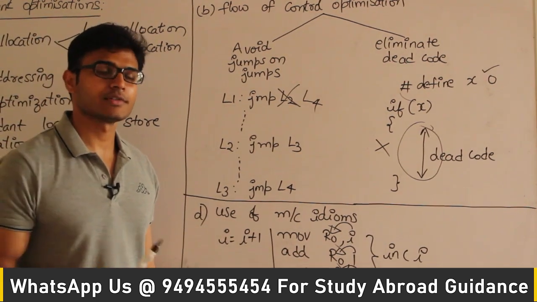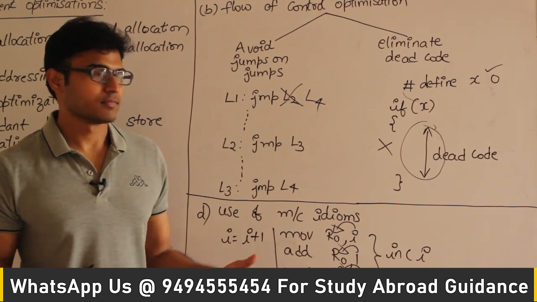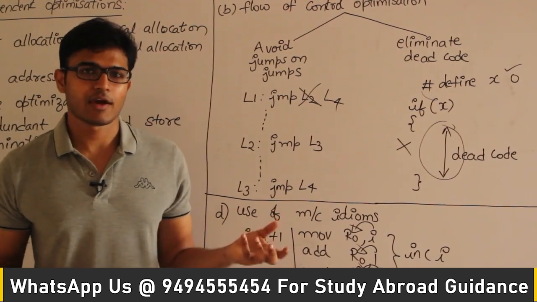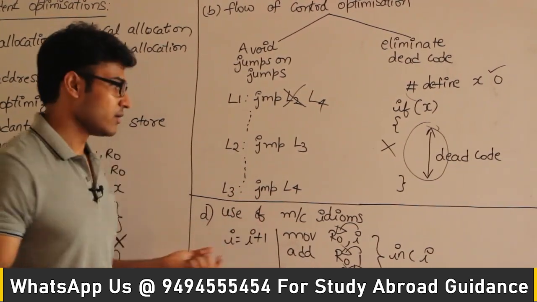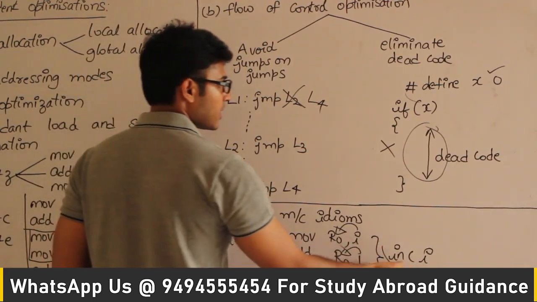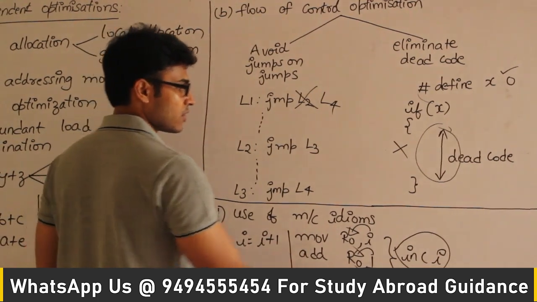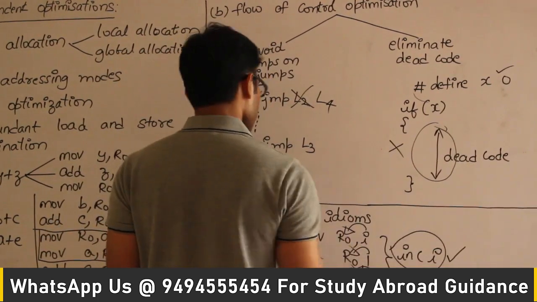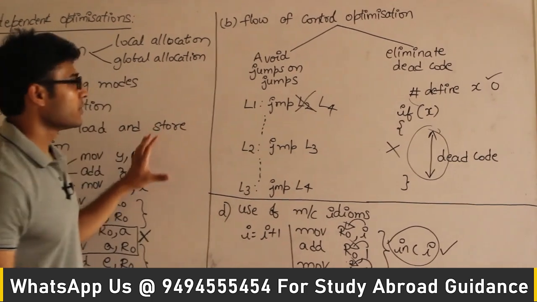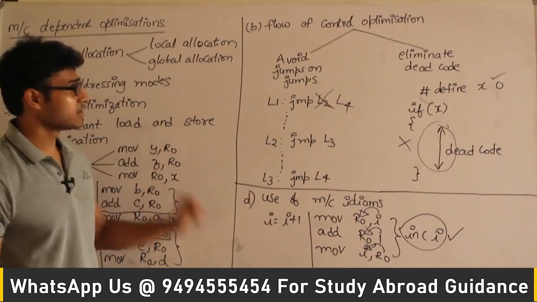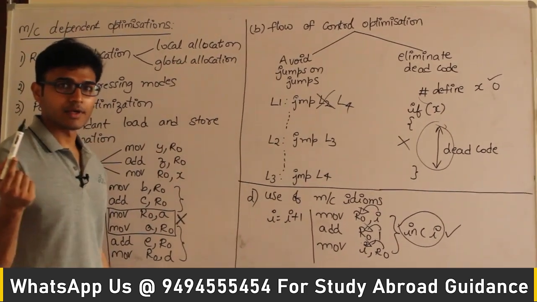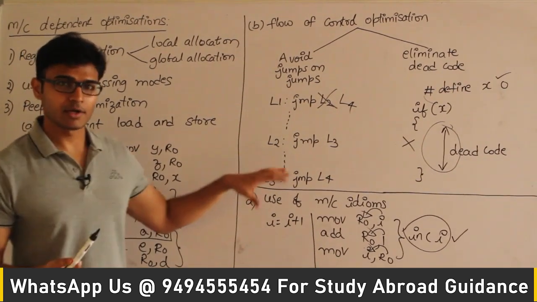But if your processor is rich, in the sense that you have a rich instruction set with special instructions like increment I, then you need not go with these 3 instructions. Instead, you could have gone with only 1 instruction. So these are all the optimizations which you could do on the machine. I mean, these are all dependent on the machine.